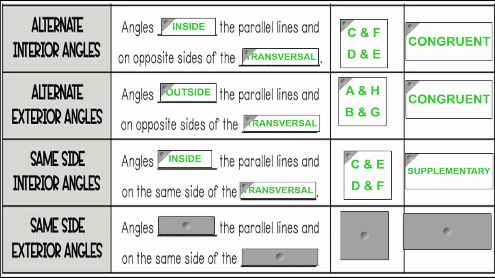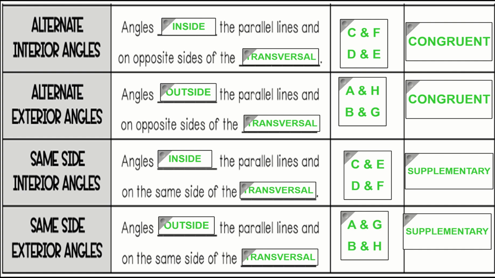All right, so same side interior angles. They're the ones on the same side. They are supplementary. Same side exterior angles are on the outside and on the same side of the transversal. Those are also supplementary. So if they alternate, they're the same. If they're on the same sides, they end up as supplementary.